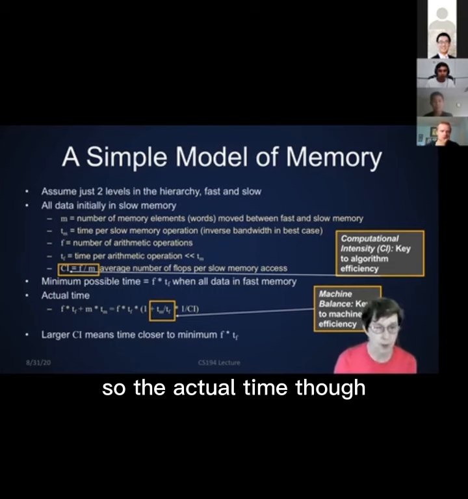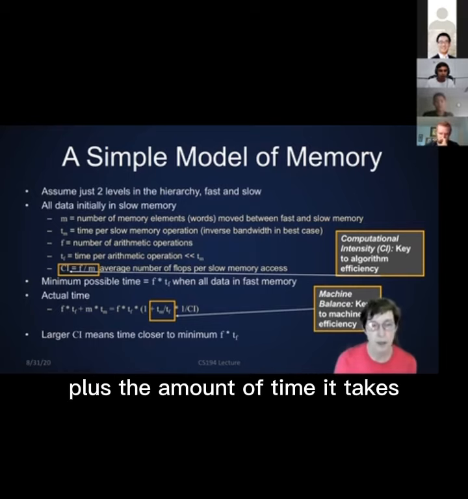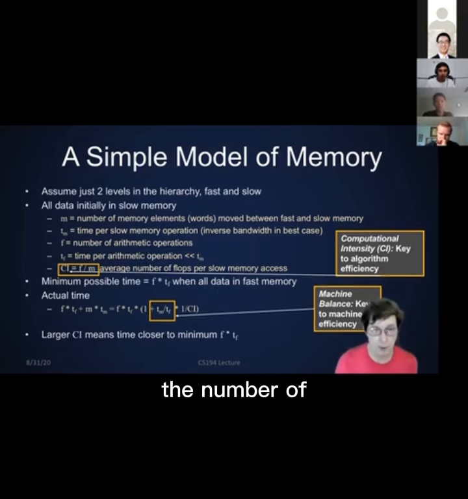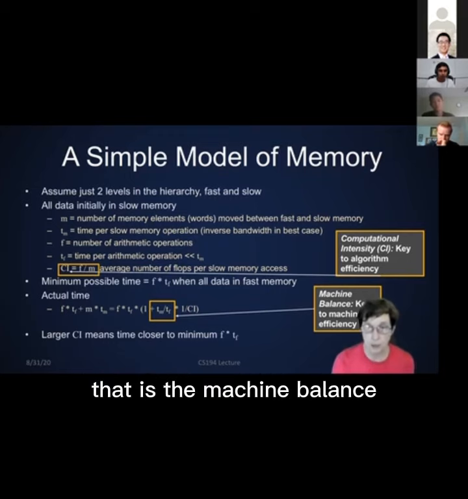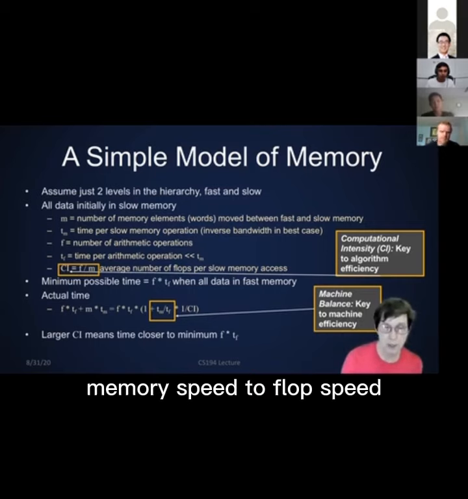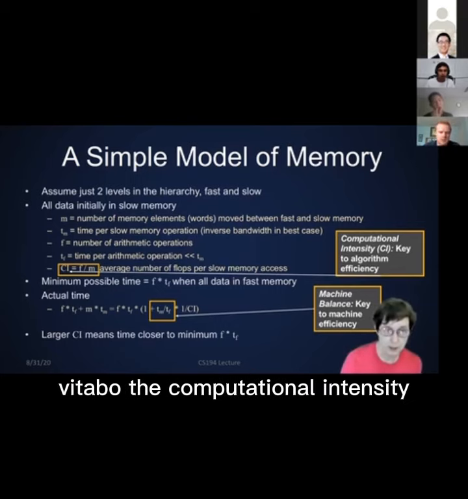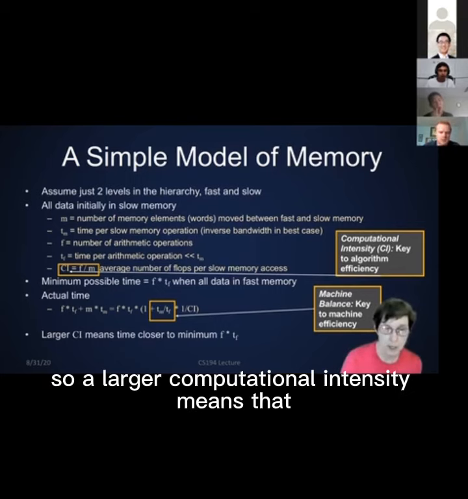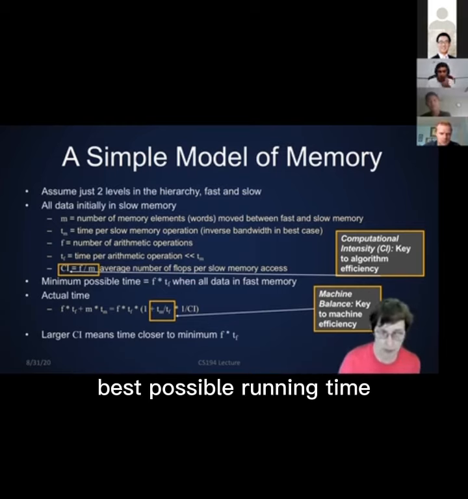So the actual time, though, is going to have that term in it for the floating point operations, but it's also going to have a term which is the amount of time it takes per memory operation over the flops. That is the machine balance. So the machine balance is the ratio of memory speed to flop speed, and then 1 divided by the computational intensity. So a larger computational intensity means that this term will get close to 0, and then we'll get close to that best possible running time.